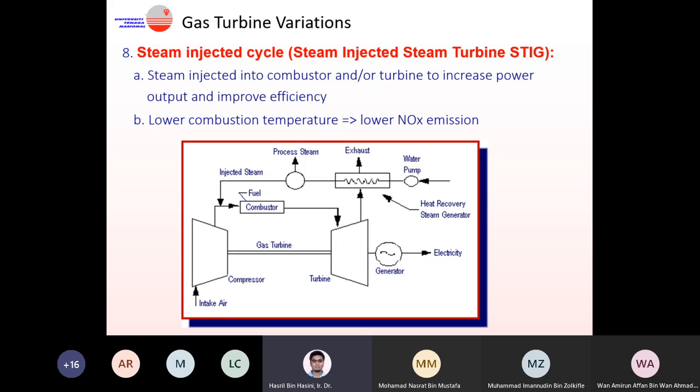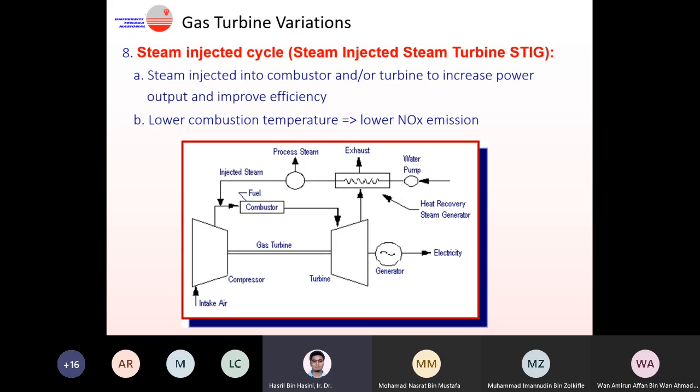Okay, the reason is that you inject the steam, you are promoting or allowing more air to enter your combustor. And of course, when you have more air, the automatic air fuel ratio indicator here will allow more fuel, and at the end of the day, you are having better combustion efficiency. Okay, so this is how we have steam injection, STIG, steam injected steam turbine, to increase the efficiency. That is one of the advantages.